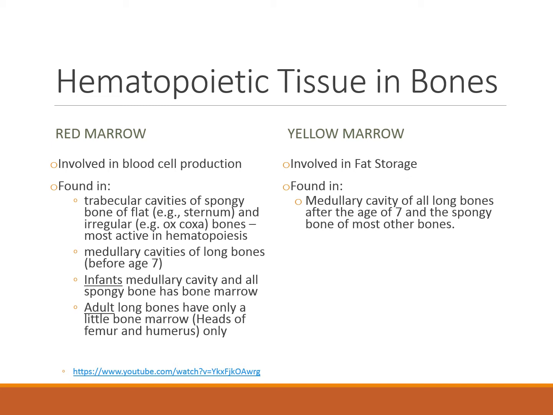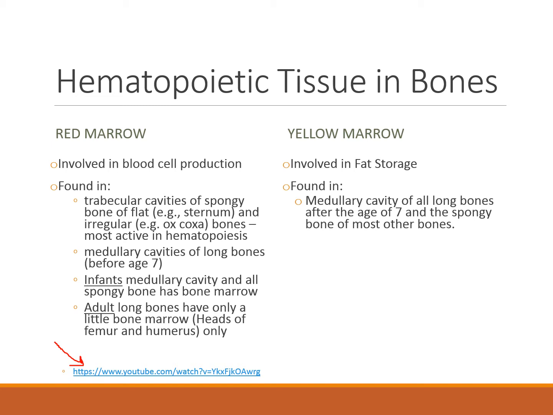marrow has been destroyed or damaged by disease, infections, or chemotherapy. The procedure involves replacing damaged or destroyed red bone marrow with red bone marrow from a healthy individual. I have included a link of a video showing a bone marrow aspiration from a healthy individual. When you have time, take a look at this video to see what is involved.